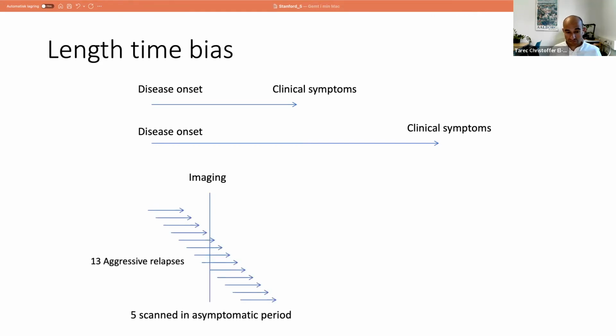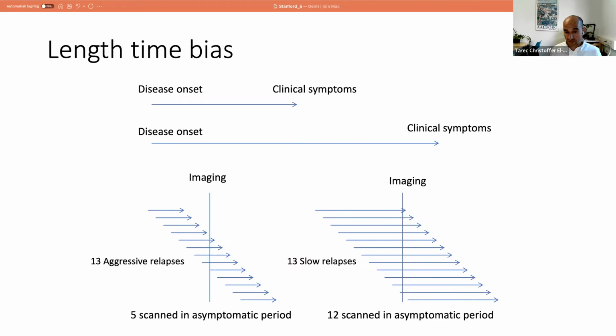And if you imagine that you have 13 patients or 13 relapses, maybe very aggressive relapses with a very, very short time from start of relapse until symptoms, well, then you have less chance of detecting these patients by doing random scans. For example, if you do a random scan here, you may be able to detect 5 patients in an asymptomatic period if you have a very short time between disease onset and development of overt symptoms. Whereas if you have very, very slow relapses that have a long asymptomatic period, then doing random imaging or assessments, you have a much higher likelihood of detecting patients with relapse at this point.